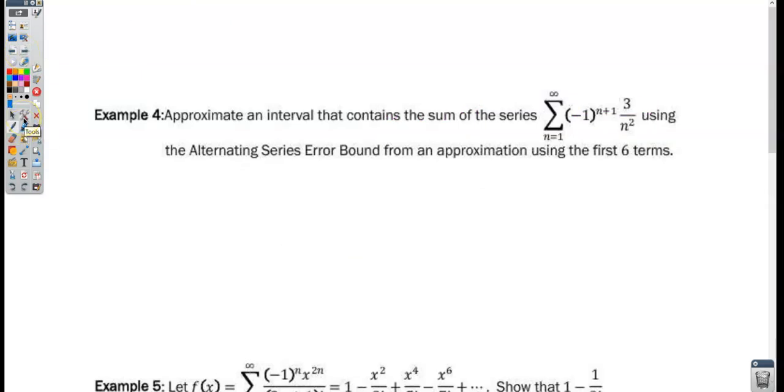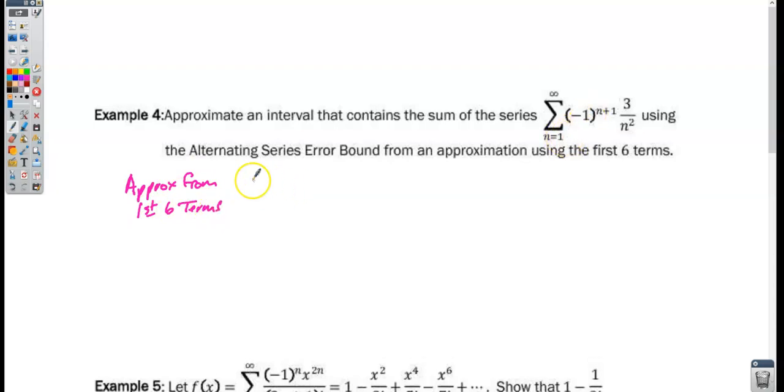It says approximate an interval that contains the sum of the series, sum from 1 to infinity of negative 1 to the n plus 1 times 3 over n squared, using the alternating series error bound from an approximation using the first 6 terms. So first of all, we're coming up with an approximation, and then we're using the error bound as well. So first we need the approximation from the first 6 terms. And in order to get that, we need to list out the first 6 terms.